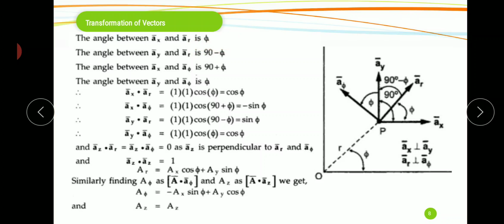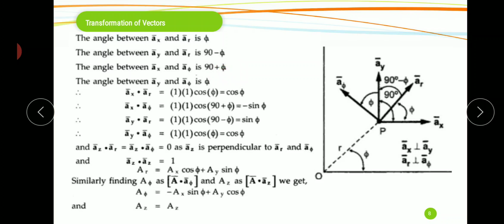Next, similarly AX bar dot A phi bar: mod of AX bar is 1, mod of A phi bar is 1, and the angle between AX and A phi is 90 plus phi. Now cos of 90 plus phi is minus sin phi. So that is the dot product between AX and A phi. And similarly AY bar dot AR bar: mod of AY bar is 1, mod of AR bar is 1.